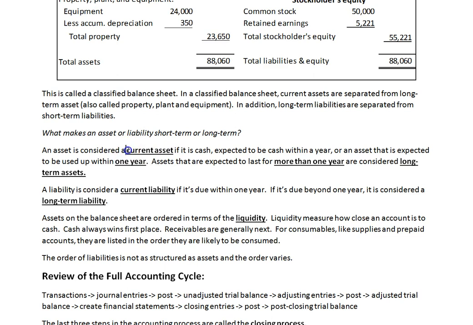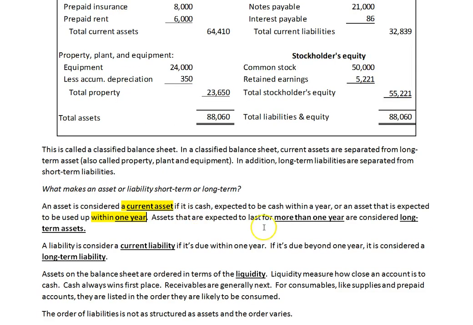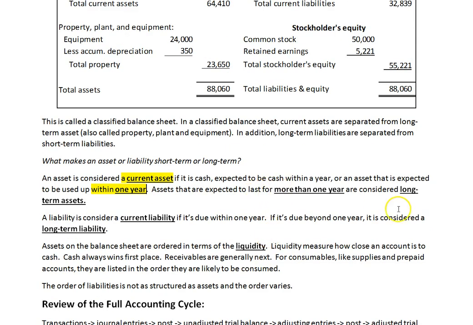We talked about this. A current asset is one that's going to be used up within a year. So things like cash, AR, supplies, prepaid things, as long as we're going to use them up within a year, they're current assets. Assets that are expected to last for more than a year are long-term assets, but again, they have other names. They're also called property, plant, and equipment, or fixed assets.